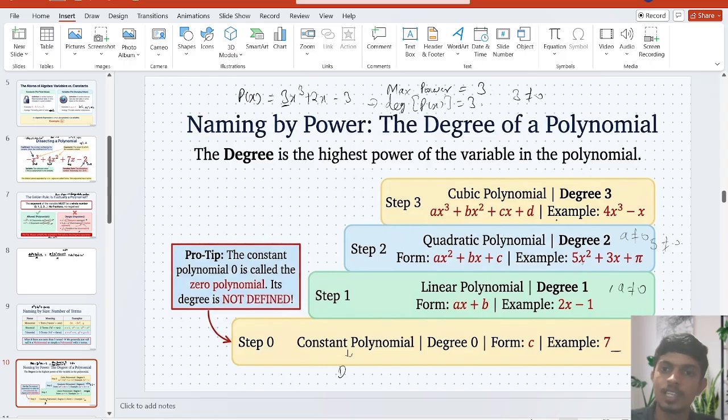And degree 3, for example ax cube plus bx square plus cx plus d. Here a is not equal to 0, the coefficient of x cube is not equal to 0. Degree 3 polynomials are like 4x cube minus x, where a, b, c, d are real numbers. So 4x cube minus x is a degree 3 polynomial known as a cubic polynomial.